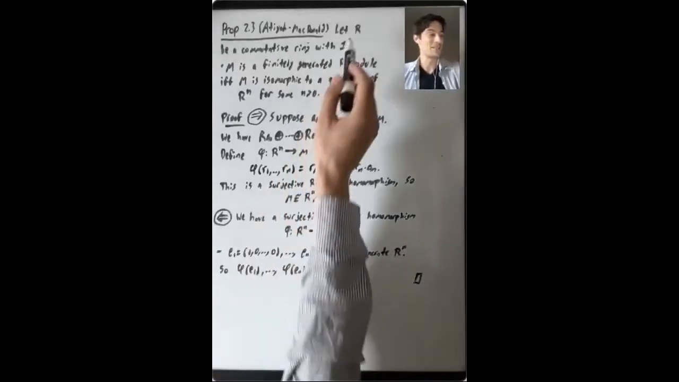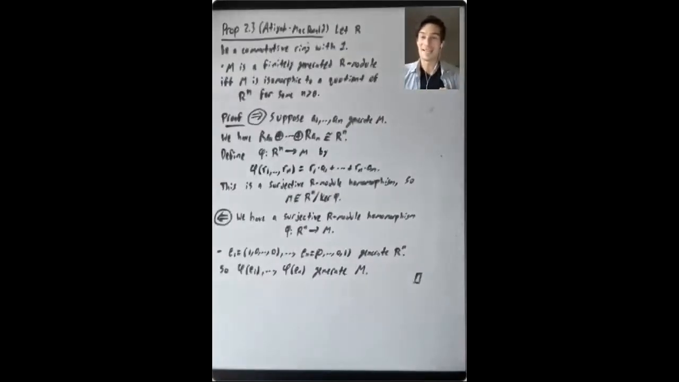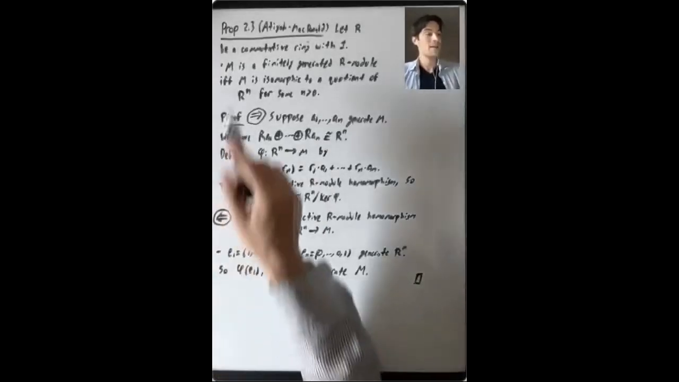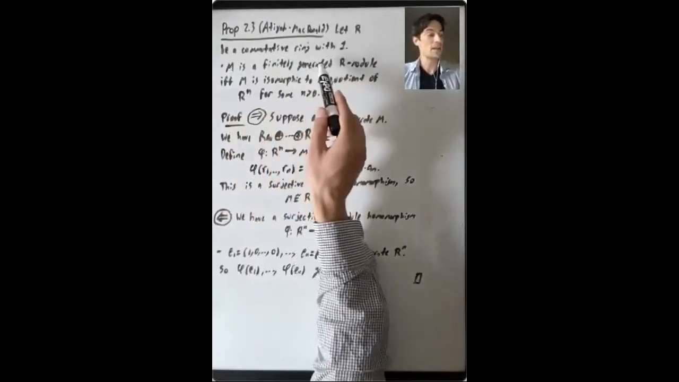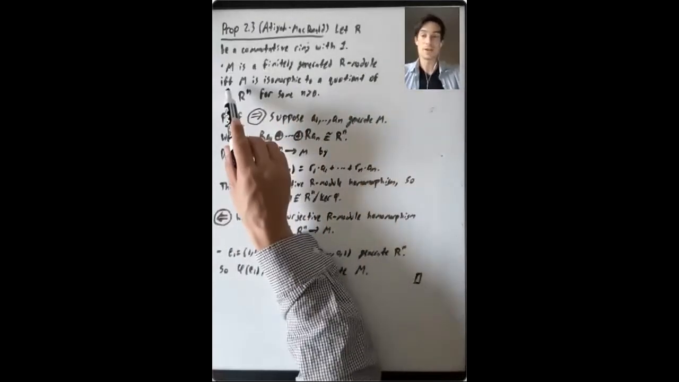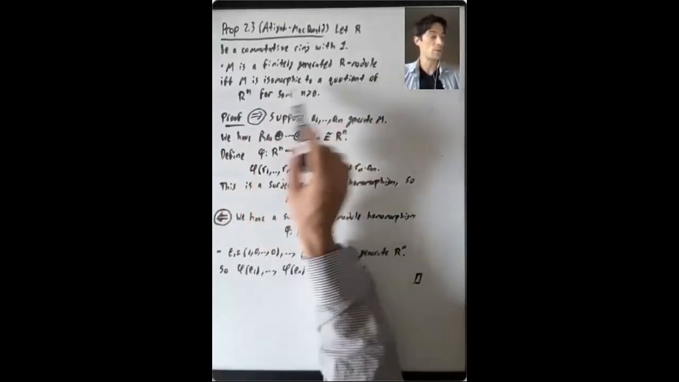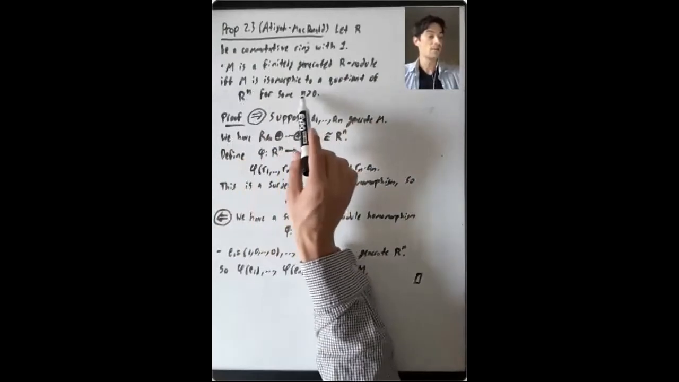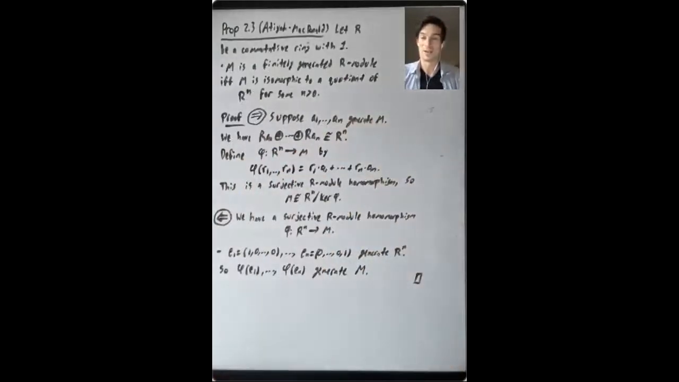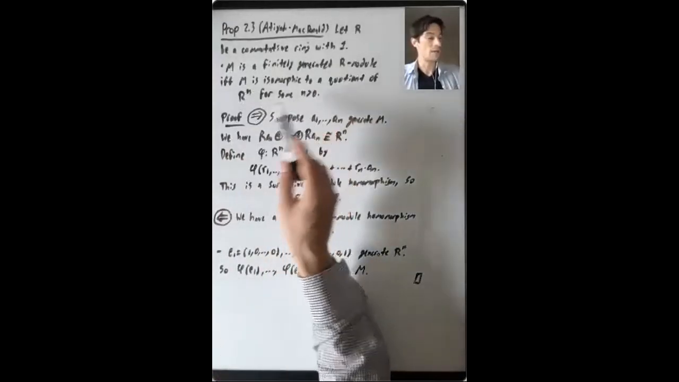So one of the assumptions in this statement is that R is a commutative ring with identity. And the statement is that M is a finitely generated R module if and only if M is isomorphic to a quotient of R^n for some n greater than 0. So let's just prove both directions here. OK, let's prove the forward direction.